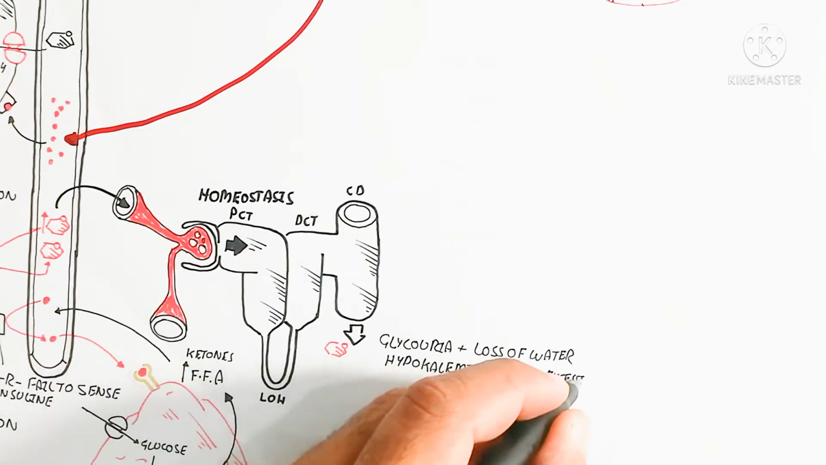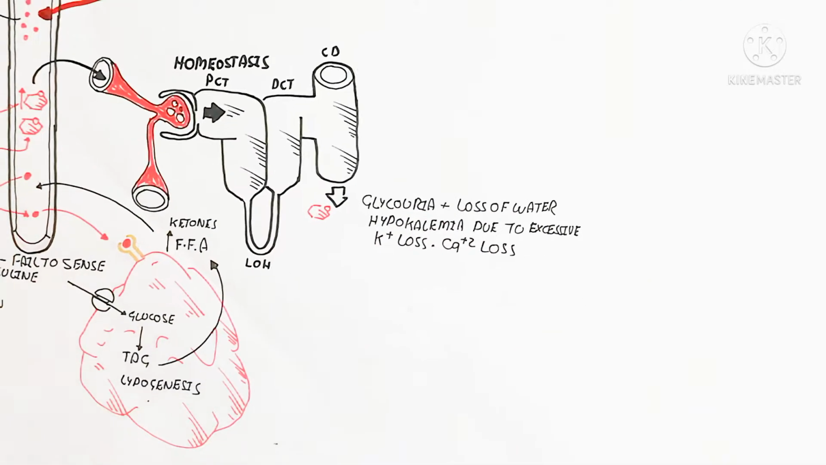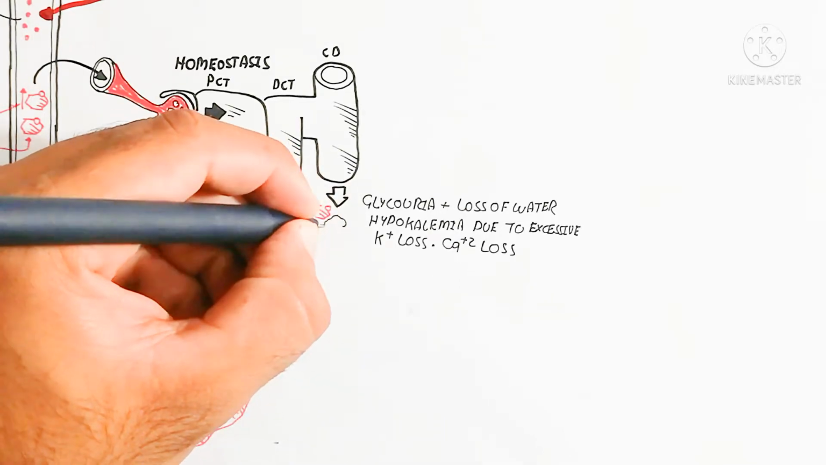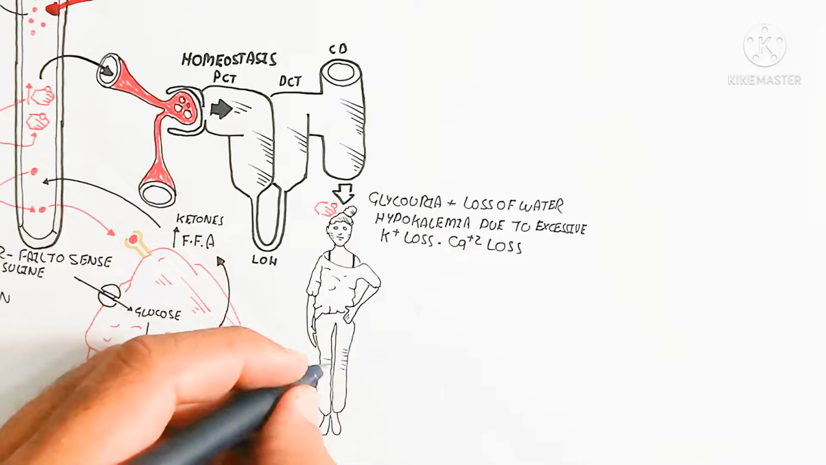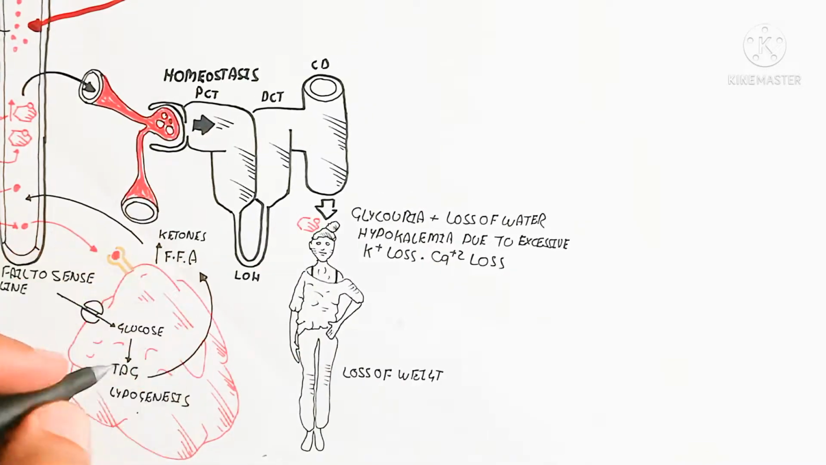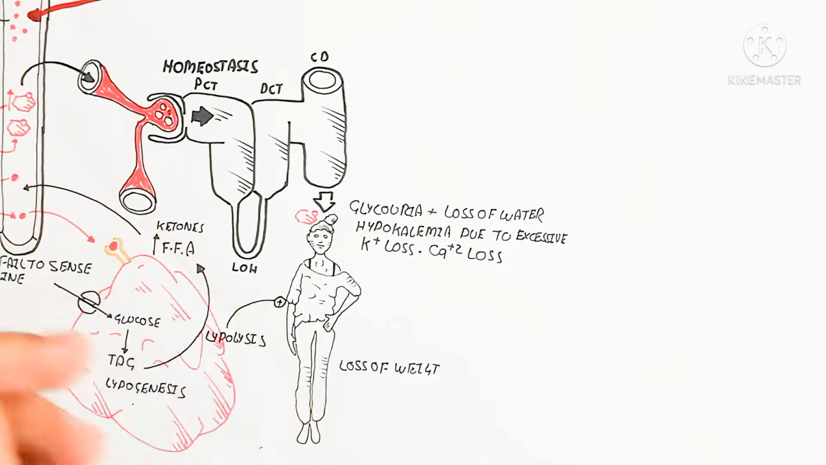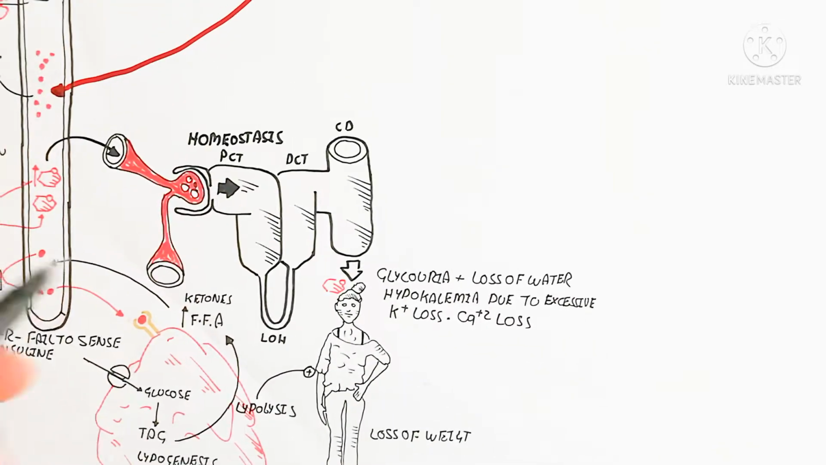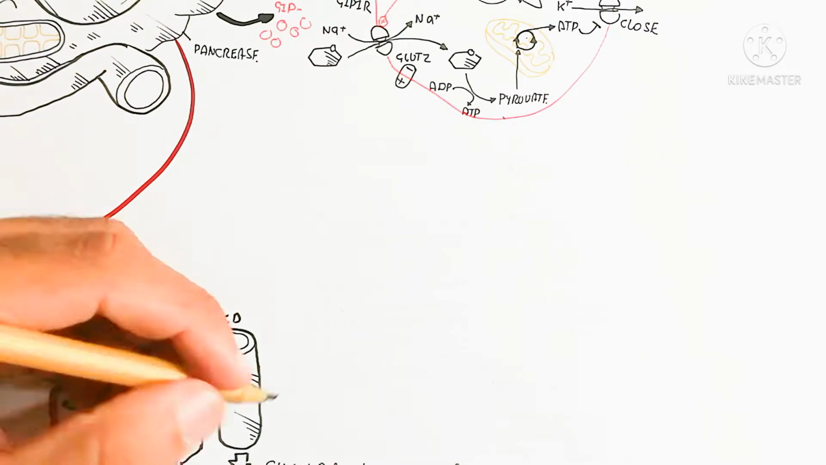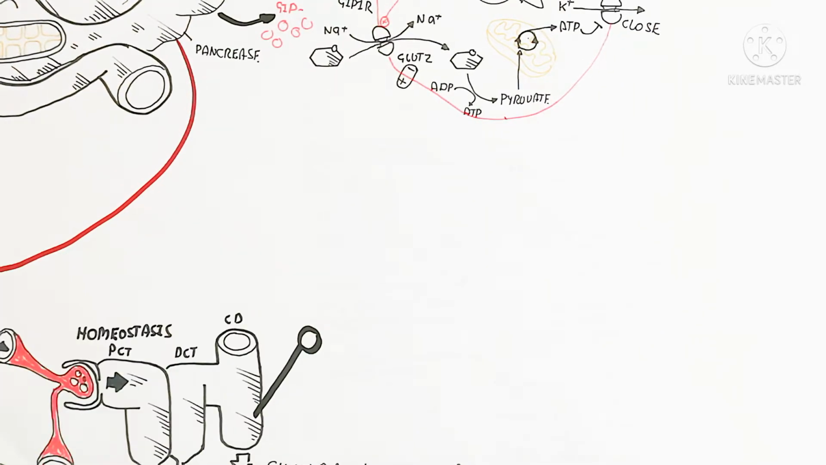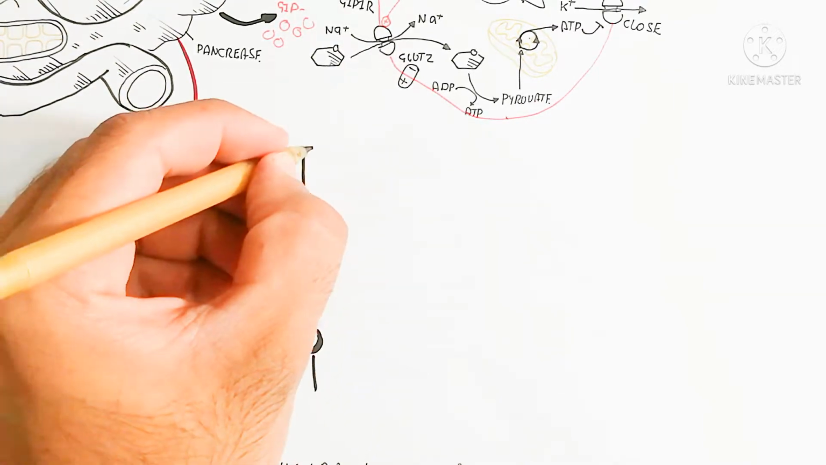glycosuria as well as the loss of water and hypokalemia due to excess potassium loss and calcium loss. The calcium is also lost and not absorbed, due to the excess glucose being excreted from the kidney through the ureter, and there is loss of weight. Why loss of weight? Because of the decrease of glucose and lipolysis that occurs due to damage of the receptors of the adipose tissue. So the sugar will not move into the adipose tissue.